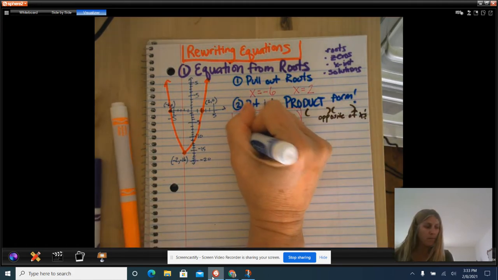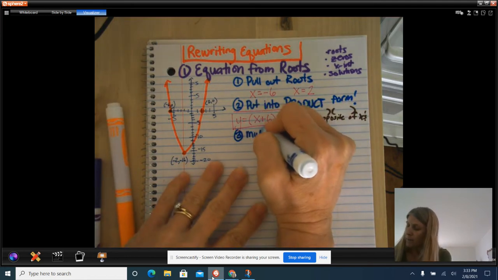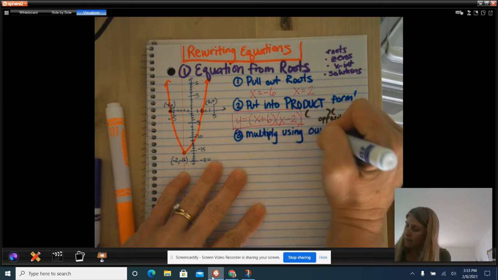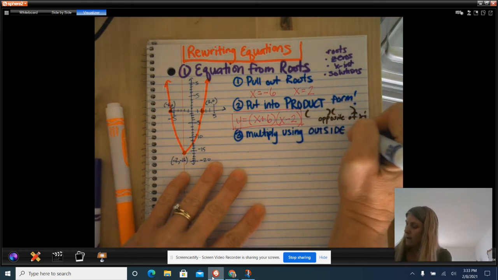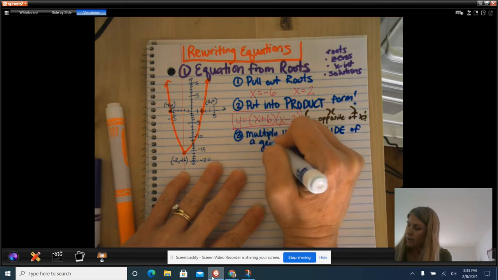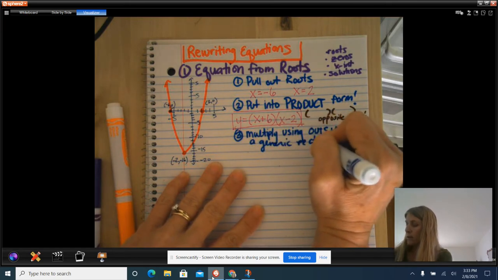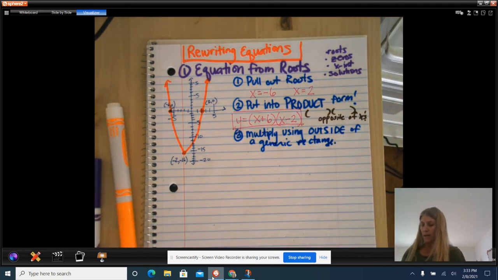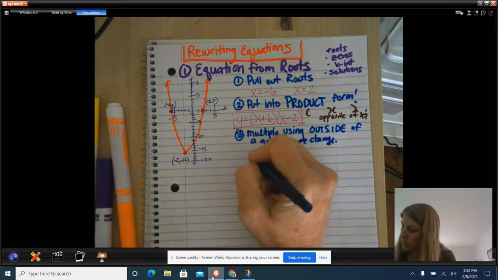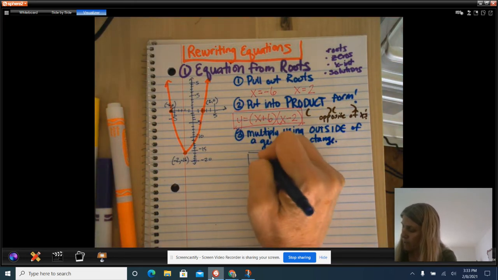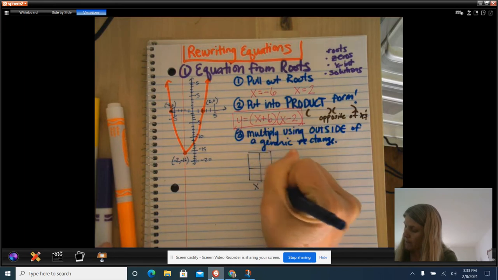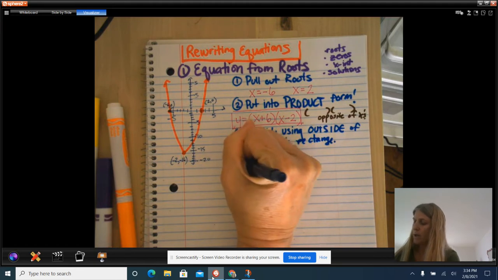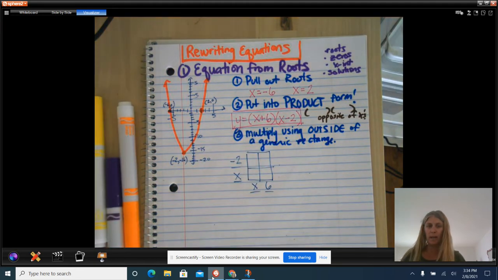Step number 3, multiply using the outside of a generic rectangle. So as you can tell, we simply have binomials, and we've been doing these since the very beginning of the year. We're simply going to multiply those two products together. So we have x and 6, and going up the side, we have x minus 2. And we're going to multiply, multiply, multiply, multiply.